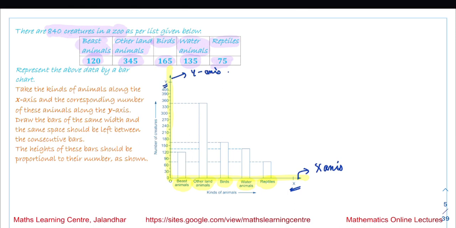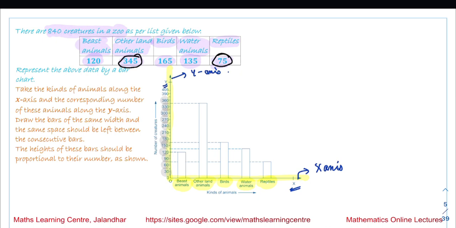Then we have to represent the number of creatures on the y-axis. The minimum value we have is 75, and the maximum value is 345. So what we can do is mark the points at a distance of 30 units. You can mark at 50 units also. So first we are marking 30, 60, 90, 120, 150, then 180, 210, 240, 270, 300, 330, and 360.